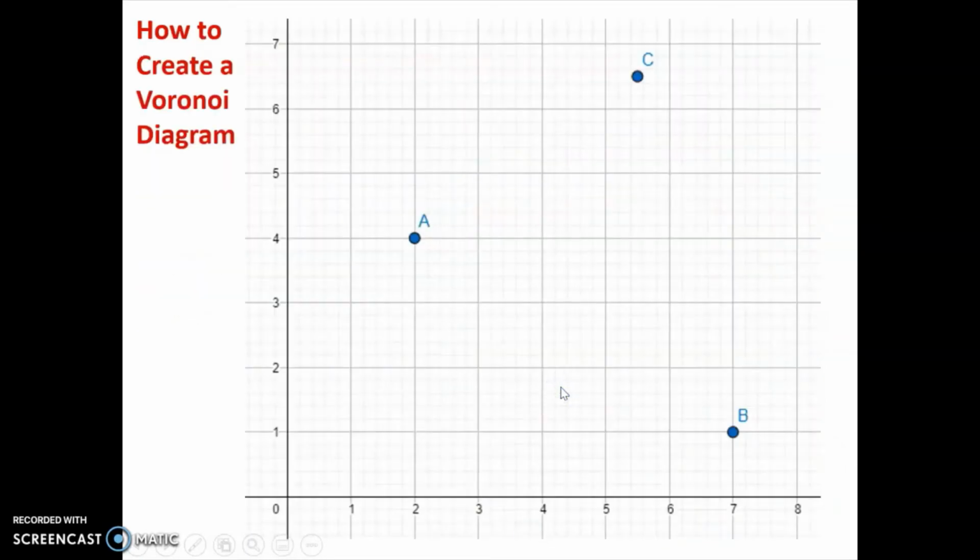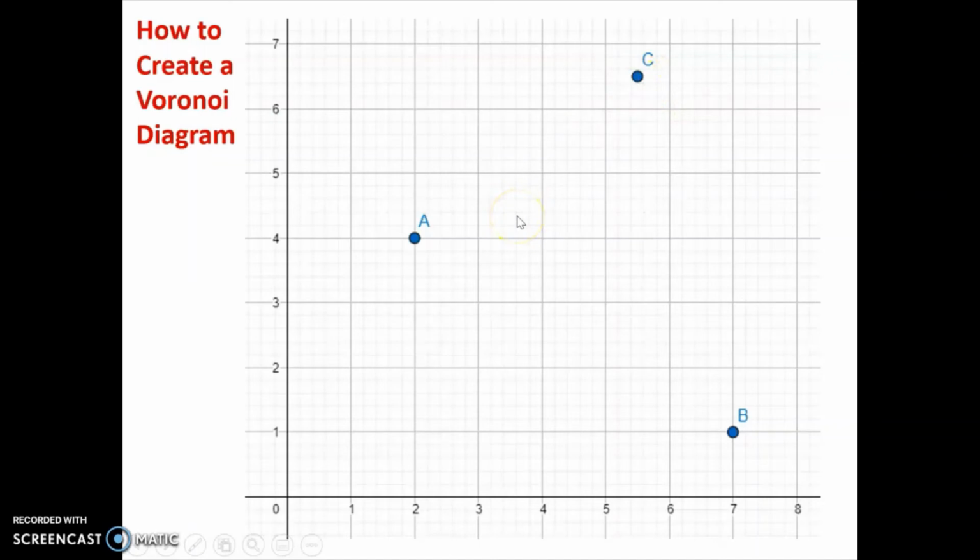Okay, so how to create a Voronoi diagram. Let's recap. And I would strongly suggest you get a page of graph paper in your notebook and follow along. Let's put these 3 points on your grid page. This one is at 2, 4, this one's at 7, 1, and this one is between points, but roughly 5.5, 6.5, something like that.